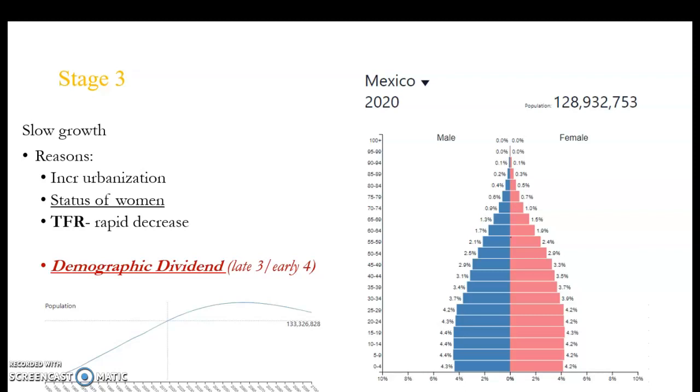As you can see here, the projection is that Mexico will continue to grow its population until around 2070 or so, and then it will begin to decline as it moves into stage 4 of the demographic transition model, where birth rates and death rates start to even out.